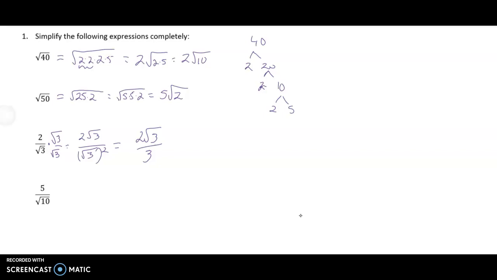Next one, same idea. I'm going to multiply by root 10 over root 10. And then that gives me 5 root 10. In the bottom, the same thing that happened with the roots on the 3's happens. So I get over 10. Now, this one's not quite as done because this 5 here and this 10 here will simplify a little bit. I can divide 5 into 10 and be left with a 2 in the bottom. So I get root 10 over 2. And that is the simplified version of that one.